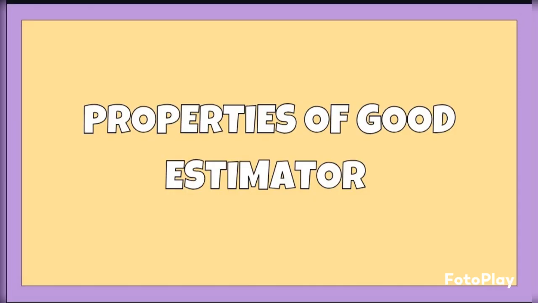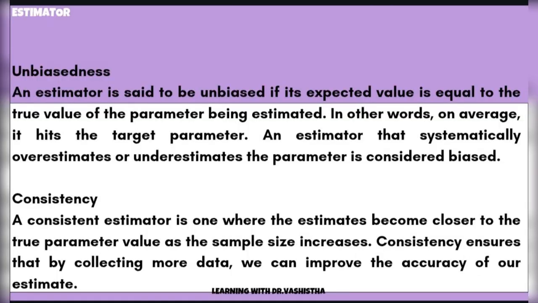Now, how to know that the estimator is working correctly? So there are certain properties to judge it. First of all, the estimator should be unbiased, which means that an estimator will be called an unbiased estimator if its expected value is equal to the true value of the parameter that it is representing. Or we can say on average it hits the target parameter. So an estimator that systematically overestimates or underestimates the parameter will be considered as biased.